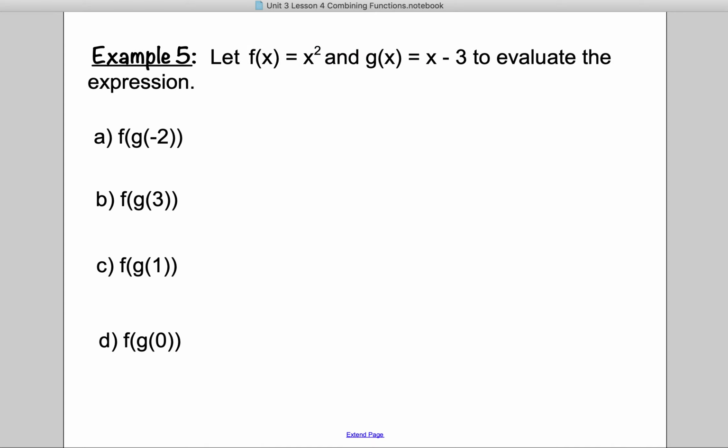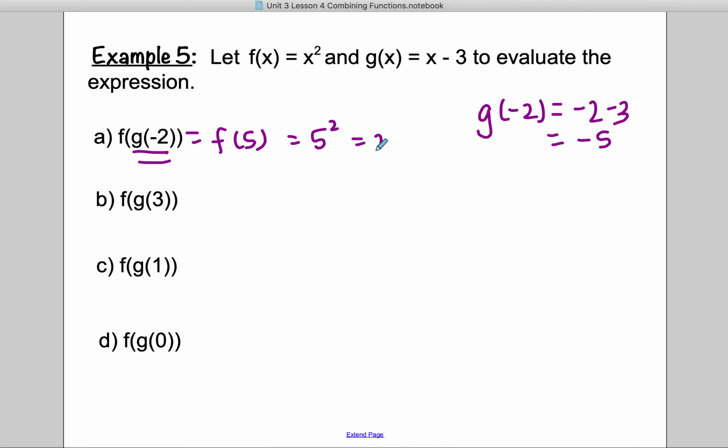Example 5. We got f of x and g of x, and we're going to evaluate. So we have to find f of g of negative 2. First thing is you start with finding g of negative 2. So I'm going to go off to the side, find g of negative 2. Here's function g. Wherever there's an x, I write a negative 2. So it's negative 2 minus 3, which is negative 5. Now, g of negative 2 is negative 5, so I have to find f of negative 5, which gives me negative 5 squared, which is 25. So my final answer for that one is 25.